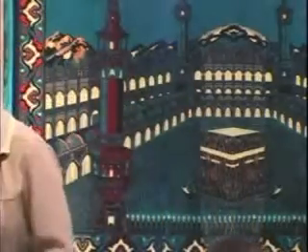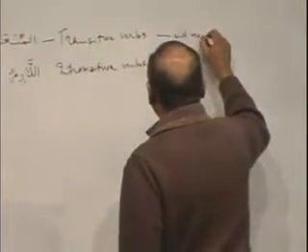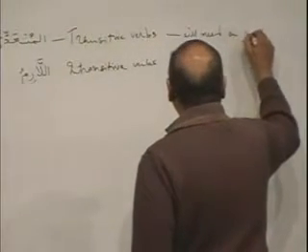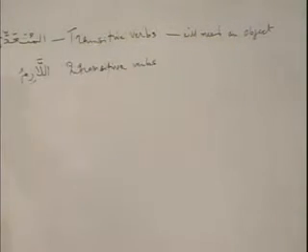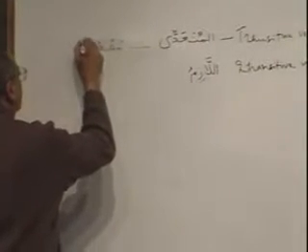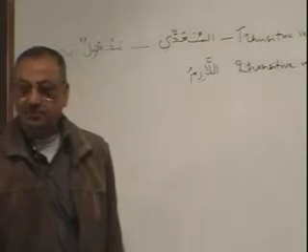Okay, now, a transitive verb, brothers and sisters, will need maf'ulun bihi, an object. Transitive verbs will need an object. What do we say in Arabic? It will need maf'ulun bihi.